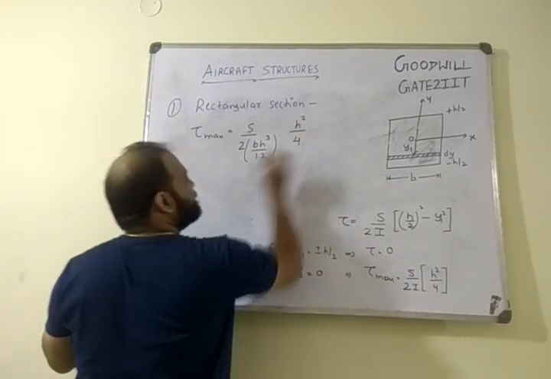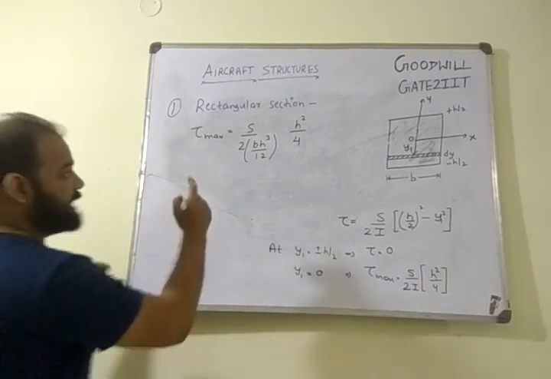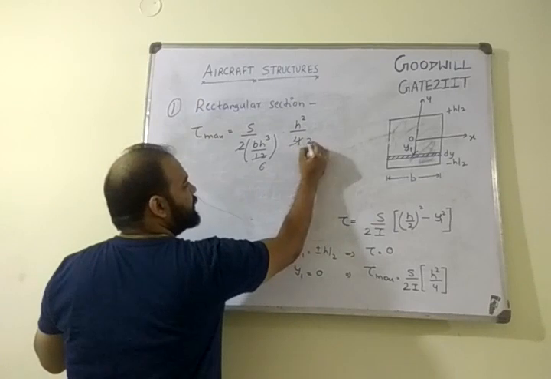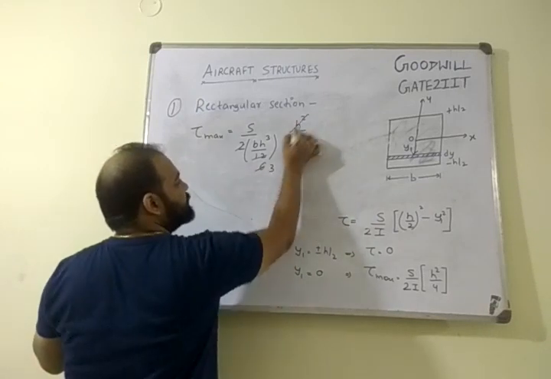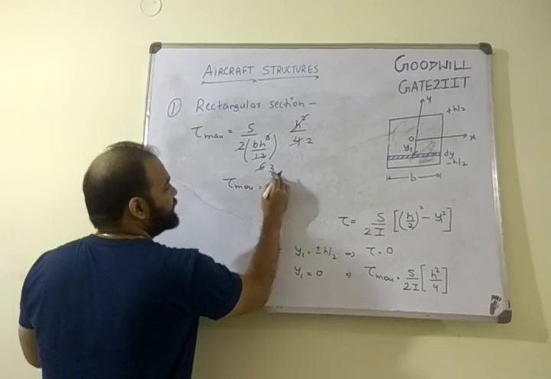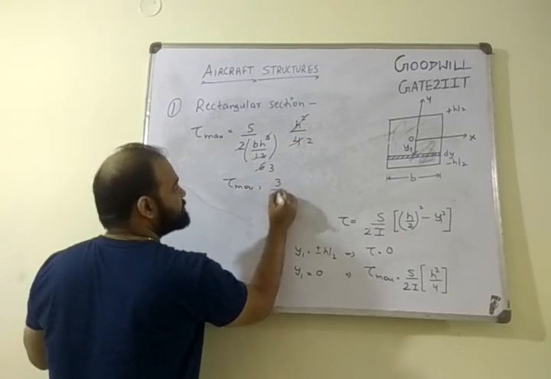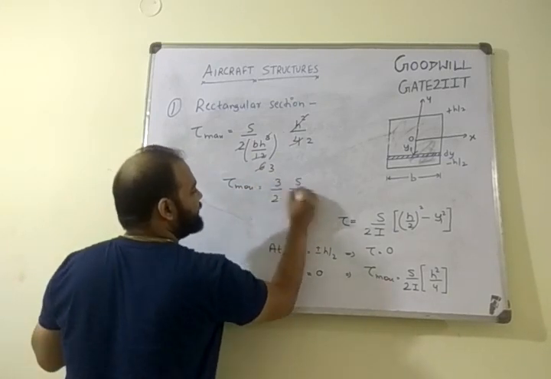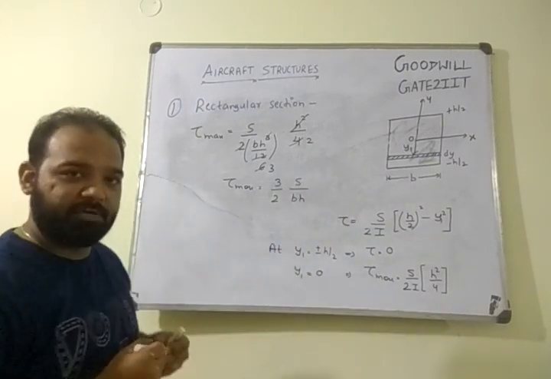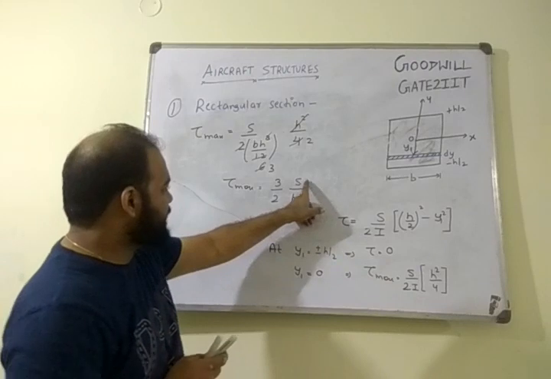H square by 4. Alright, now let's cancel out a few terms. This and this got cancelled out, this and this got cancelled out, one h square got cancelled out. So what is tau max now? Take this 3 2 up, so it becomes 3 by 2 S divided by b into h. Can you tell me what is b into h for this rectangular section? Area, right? So it becomes S by area.